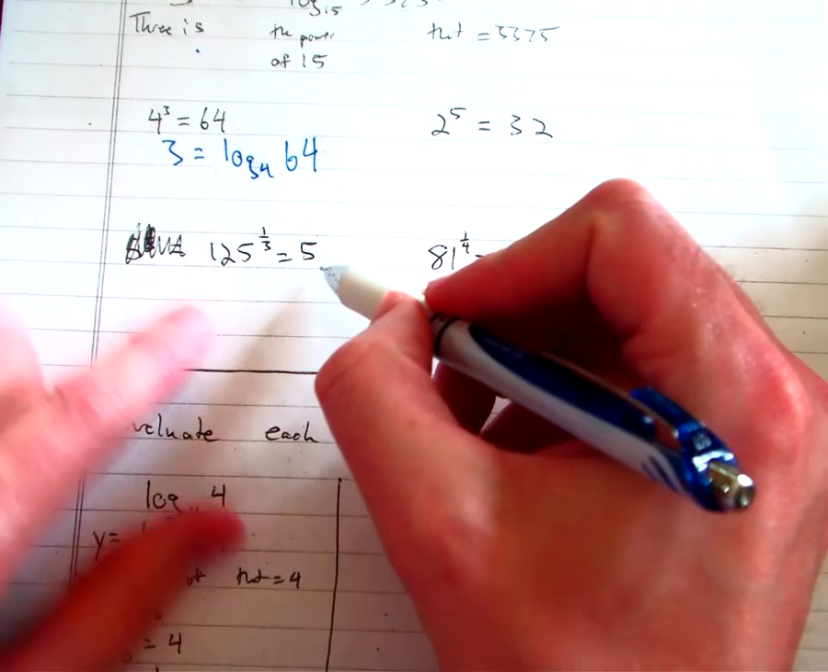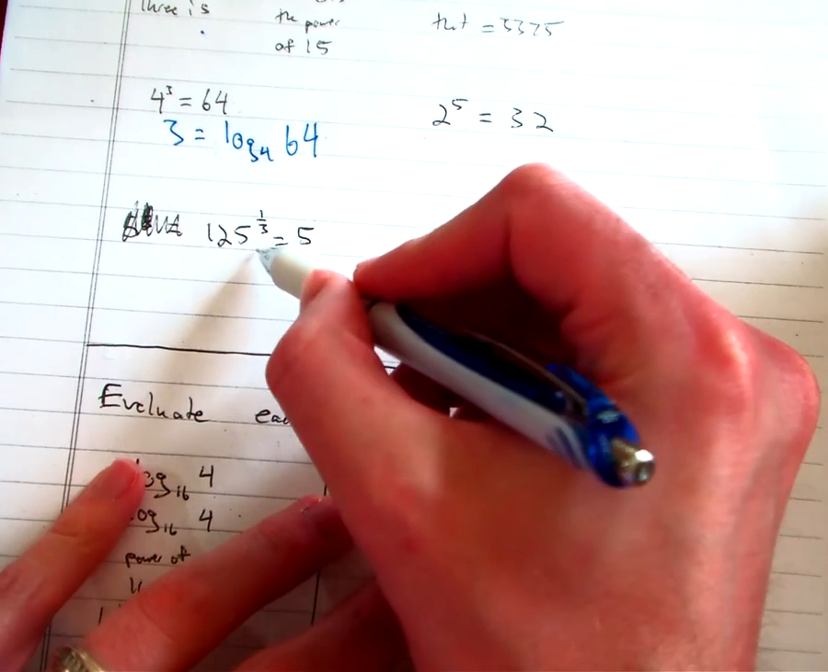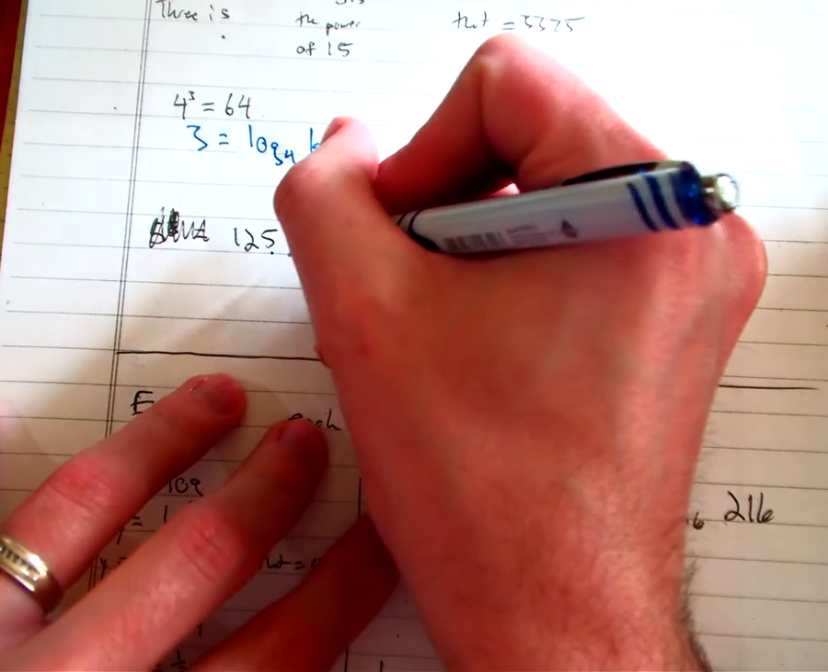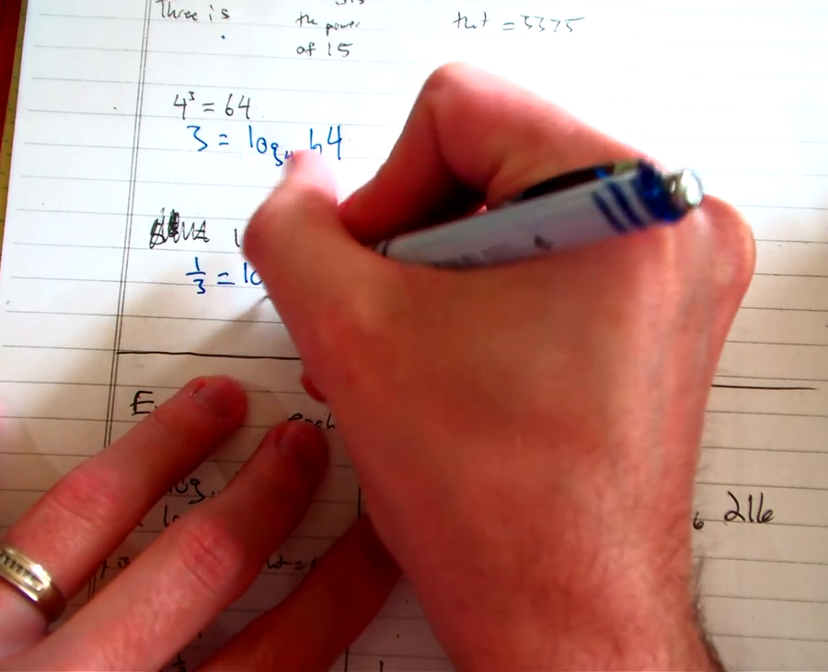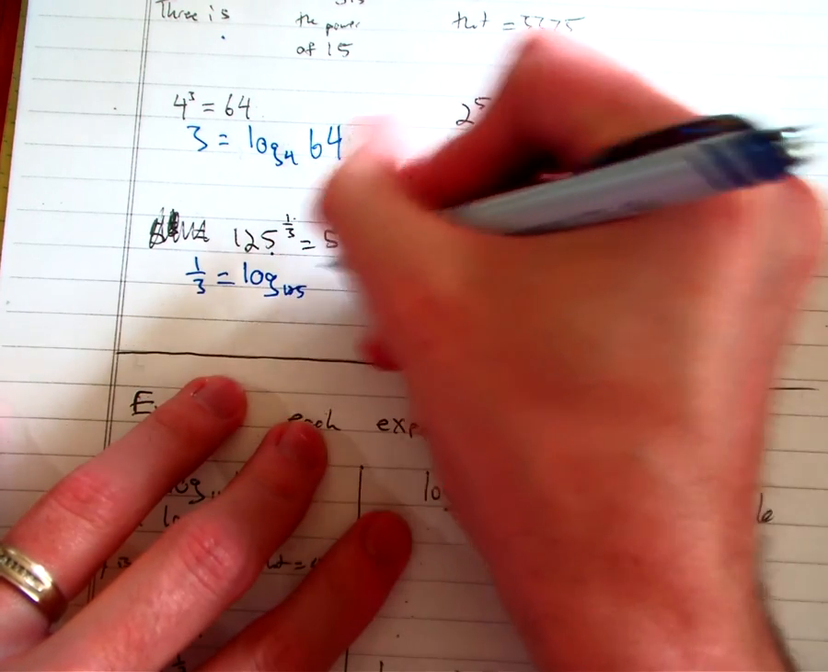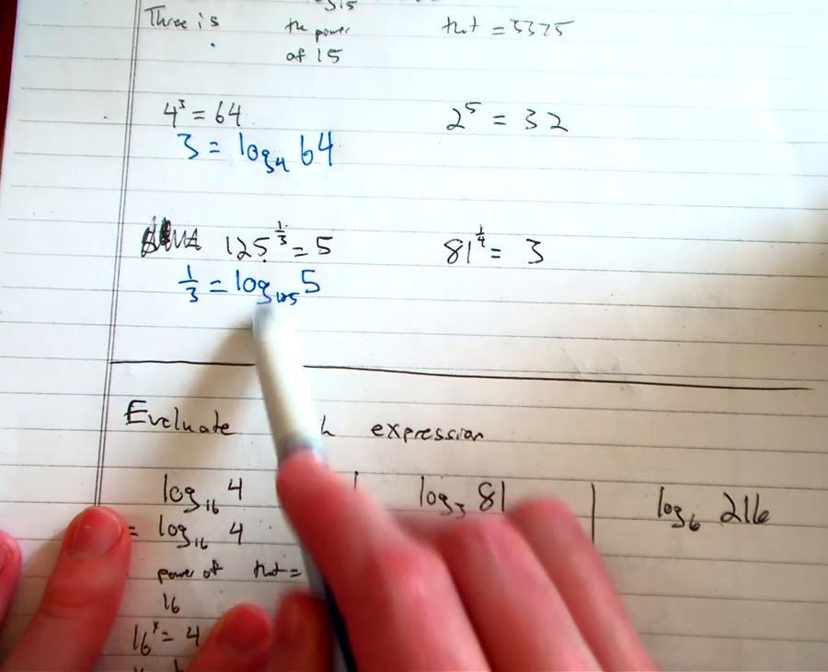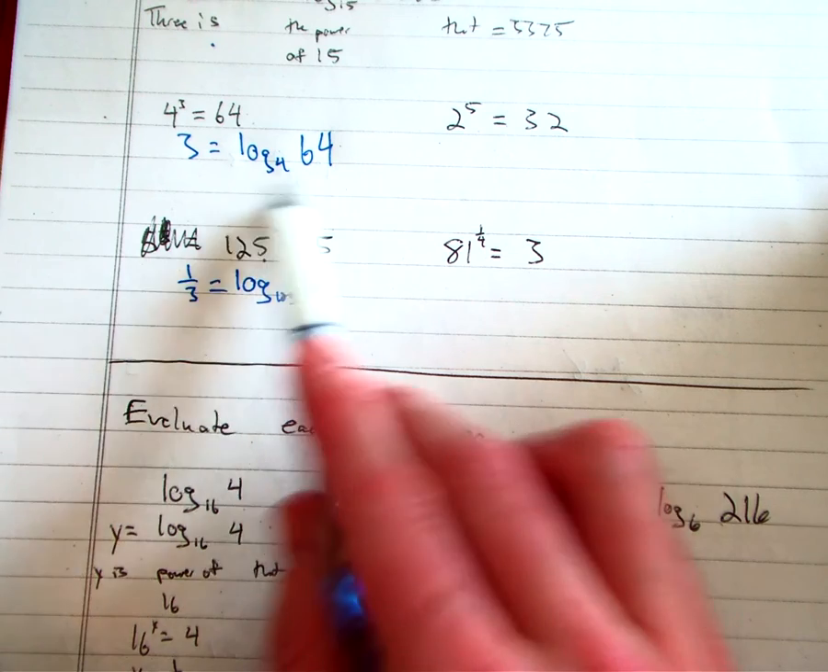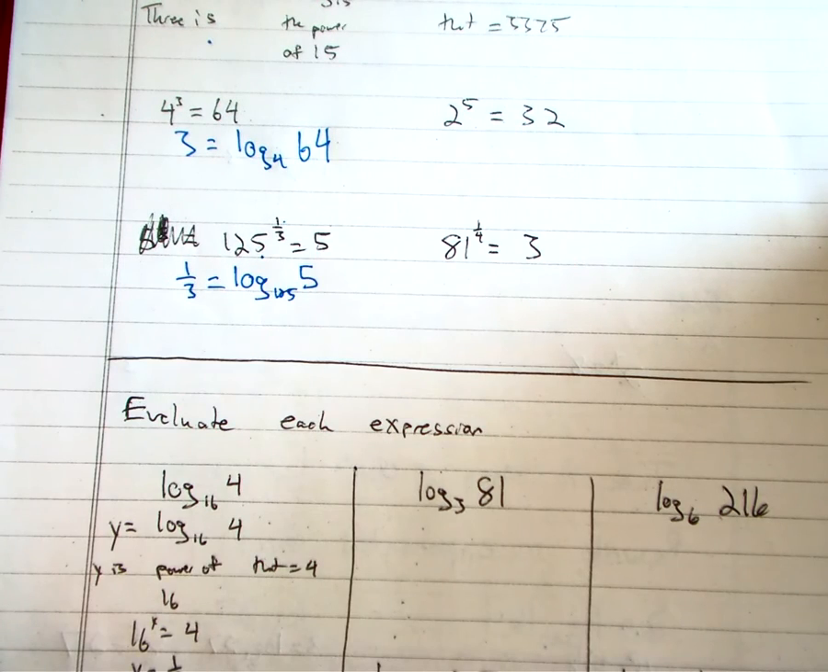Now let's do a fraction one. We have 125 to the 1/3 power equals 5. So 1/3 is the power, which equals log base 125 of 5. If I was to go the other way, 1/3 is the power of 125 that equals 5. This way, 1/3 equals log base 125 of 5. Go ahead, hit pause, and try those two over there.